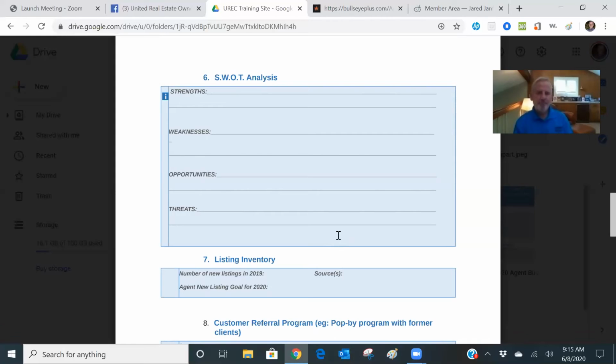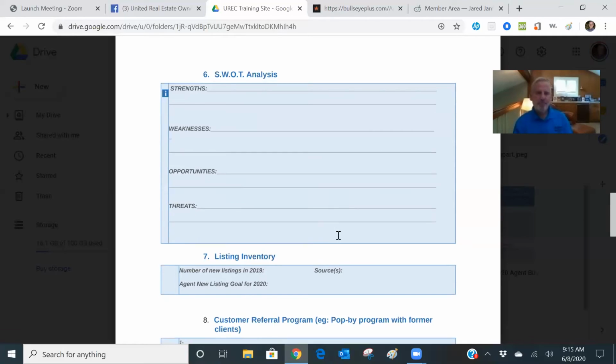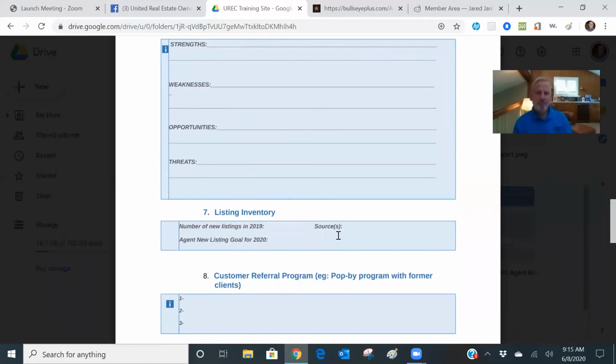And then opportunities, what are the opportunities? Back to referrals. There's a lot of opportunity in your past clients, friends, family, your sphere of influence. And what are some threats? What are maybe some other agents that are being successful? What are other challenges that you may have? And that'll help you really get clarity on what you need to overcome, what you're really good at, where you need to focus your energy.